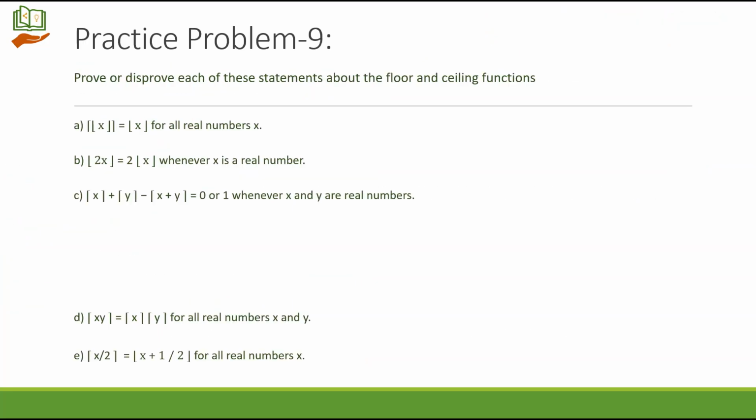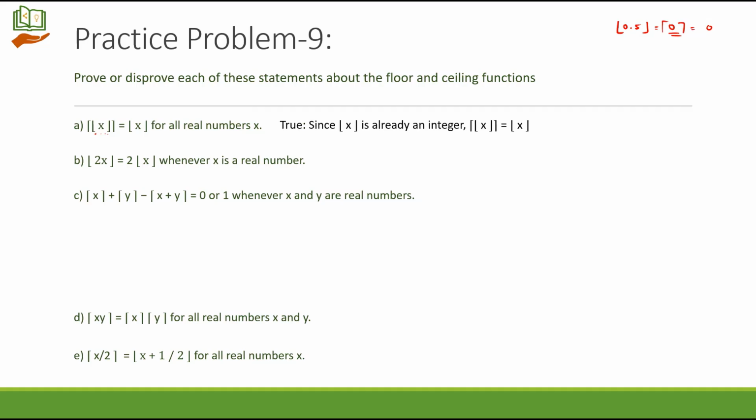Next problem. Prove or disprove each of these statements about the floor and ceiling functions. Let's take A. First they have given floor inside and then they have taken ceiling outside. This will be equivalent to floor of x they have said. So let's pick up a number 0.5. What is the floor value of 0.5? It is 0. This has become an integer now. Apply ceiling value to it, you will have 0 only.